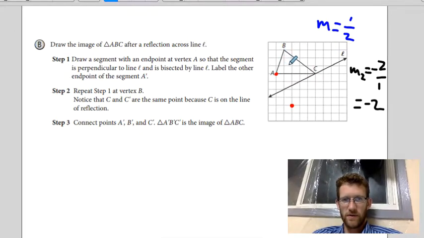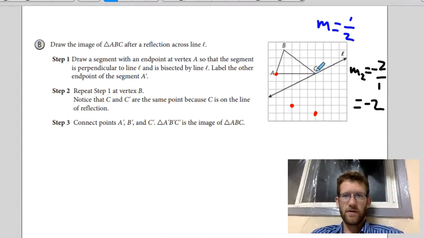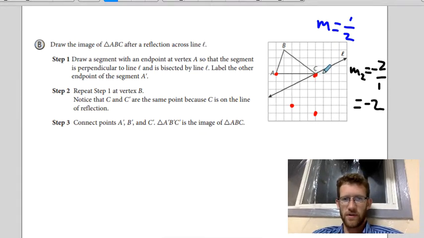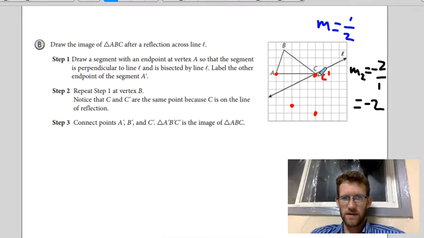B, we go down 2 over 1, down 2 over 1, and then do that again. Yeah, I got off. Put this here. Put this all the way over here. And then finally C. C is on that line of reflection, so anything on the line of reflection, the reflection is just that same spot. I'm going to go ahead and label it, though, as C prime, because that's where C prime is. This is where B prime is, and this is where A prime is.